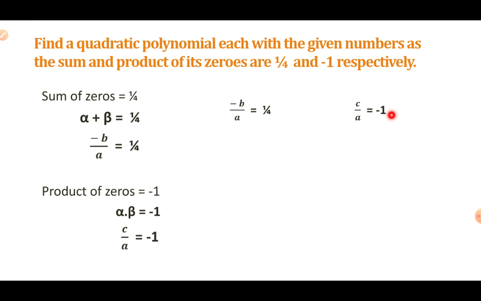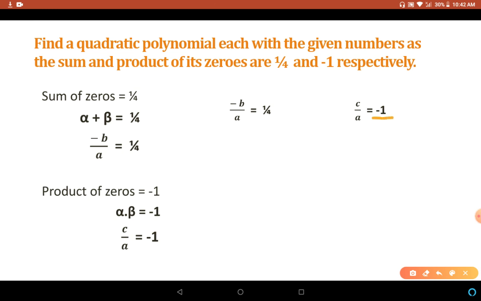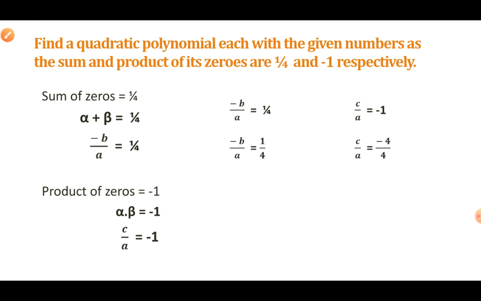So what we do is we take out the LCM. Here we have 4, here we have 1. First of all, it is very important to understand it is minus 1 by 1. So we'll take the LCM of 4 and 1. LCM of 4 and 1 is 4. So we'll multiply this equation by 4 upon 4, and here no need to multiply anything. So what we will be getting is minus b by a will remain 1 by 4 and c by a will become minus 4 upon 4.